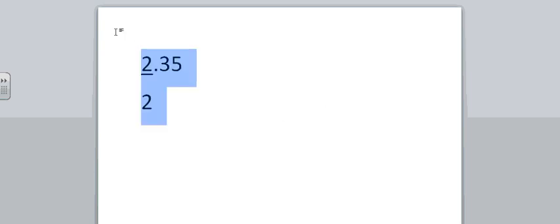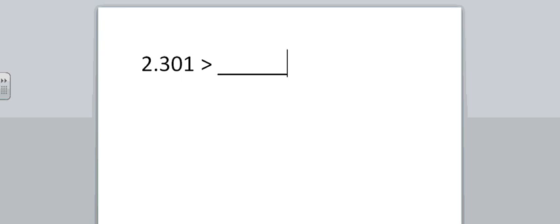Which of the following statements is true? So I have 2.301, or 2 and, the decimal place means "and," 2 and 301 thousandths. I have this symbol and a blank. So this symbol, the big part is coming first. The alligator wants to eat the bigger number. So this is actually greater than. So I need a number that's going to be less than 2 and 301 thousandths.